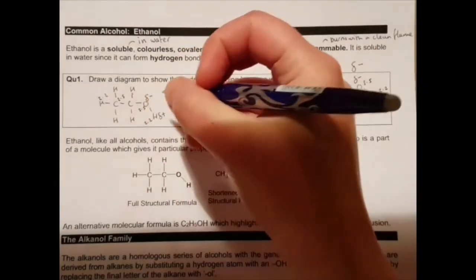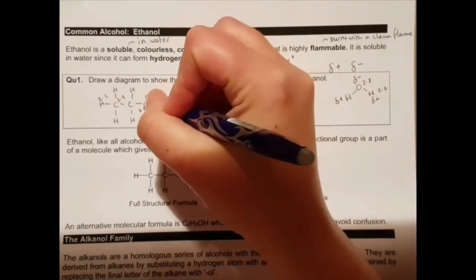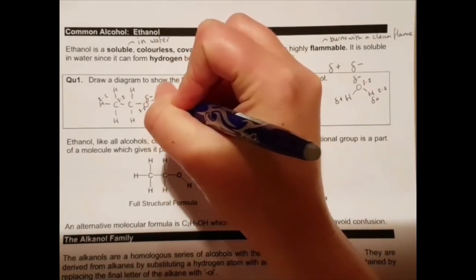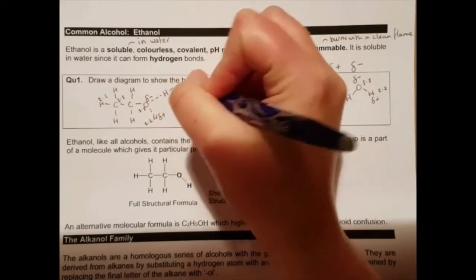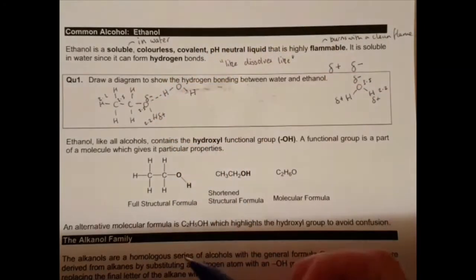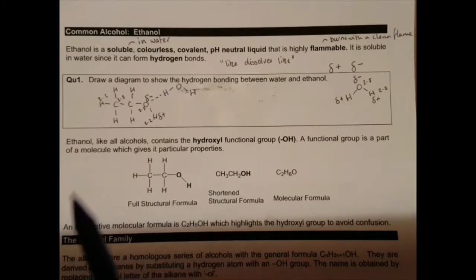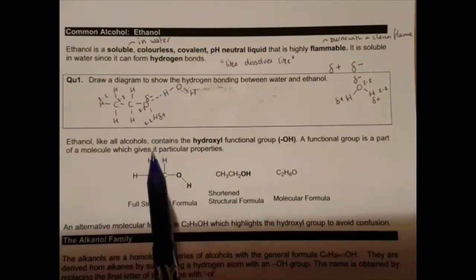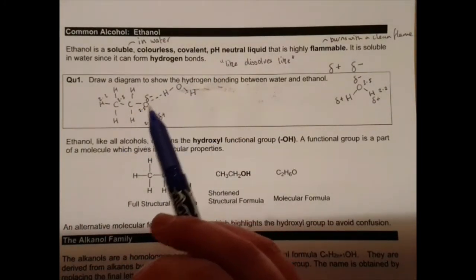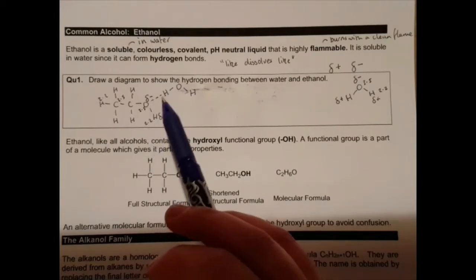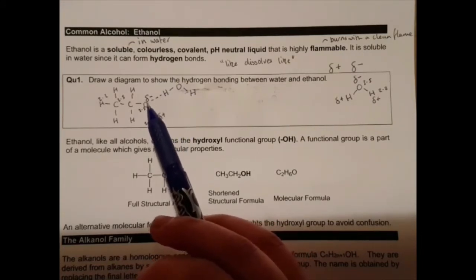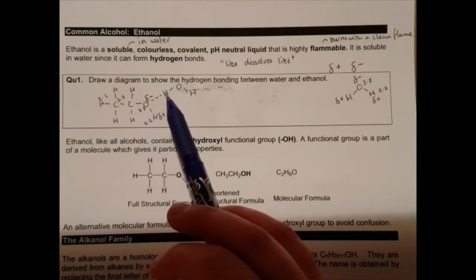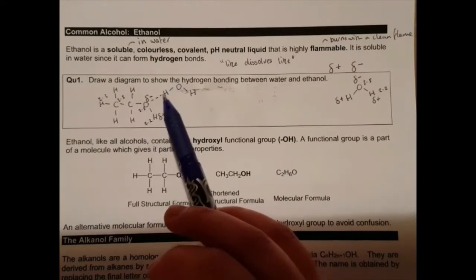So I'm going to draw my water molecule with a dotted line from this oxygen to the hydrogen of the water molecule right here. If you were given this type of question in the exam, you wouldn't need to put in the delta positive and delta negative, but you would need to get it the right way around. So the intermolecular forces should be drawn with a dotted line between the electronegative atom and a slightly positive atom.